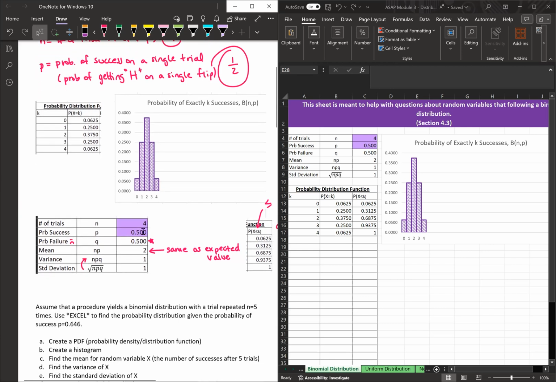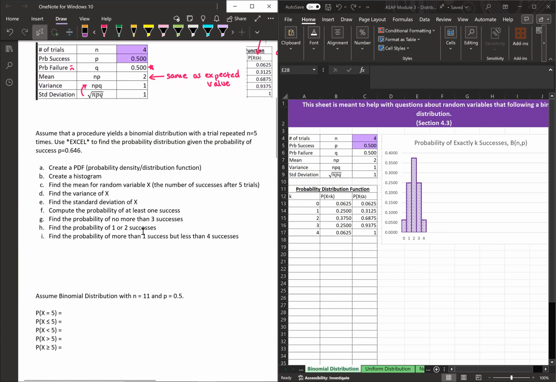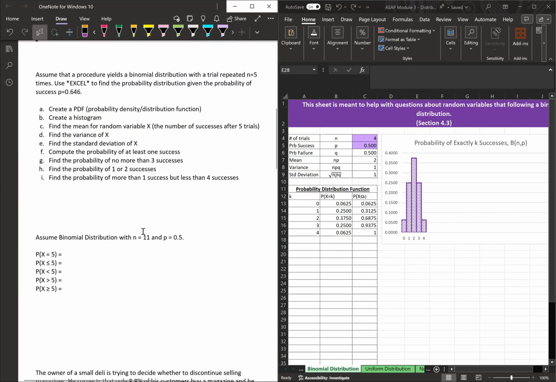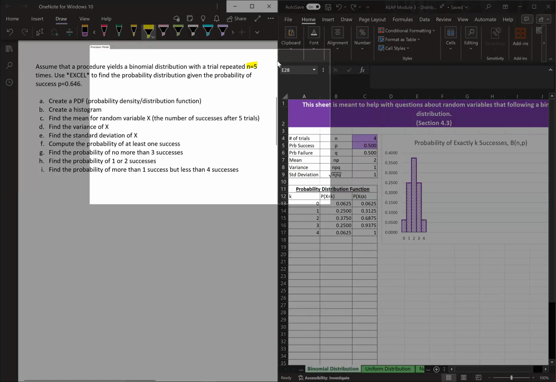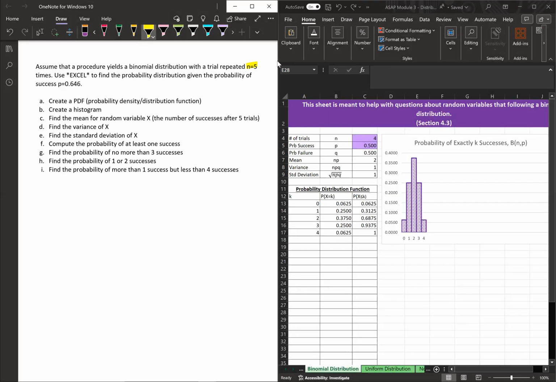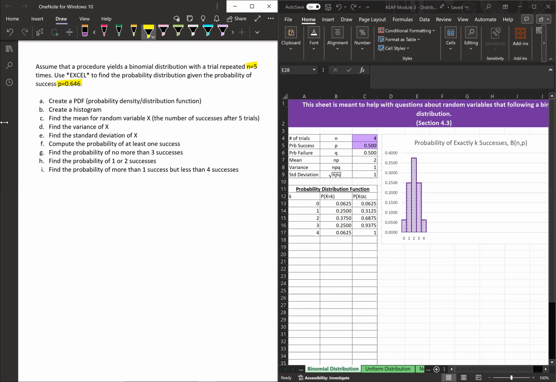All right, so let's actually do a full problem. This is a problem that we did in the previous lecture. We did it by hand. It was pretty tedious. So let's make some space and knock it out. In order to use Excel for any example, you always have to know your N, the number of trials, and you have to know your probability of success. Both of those are given to us here.